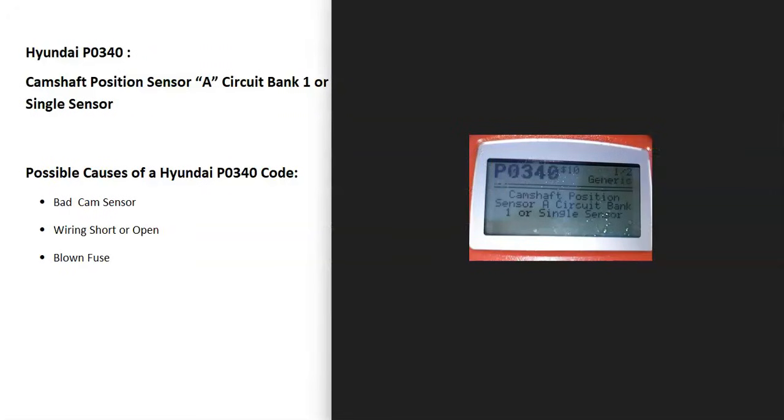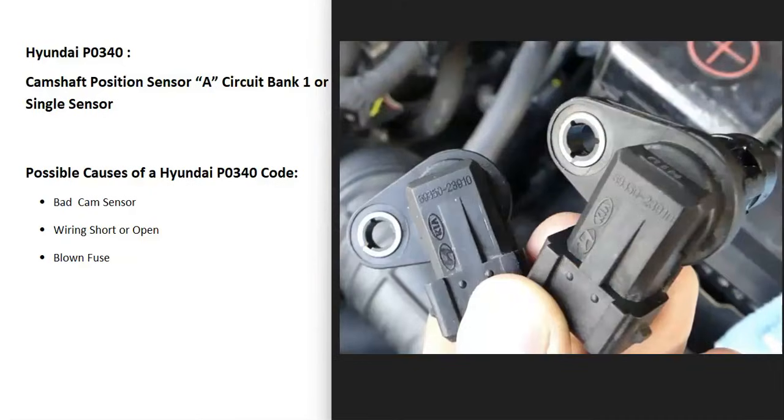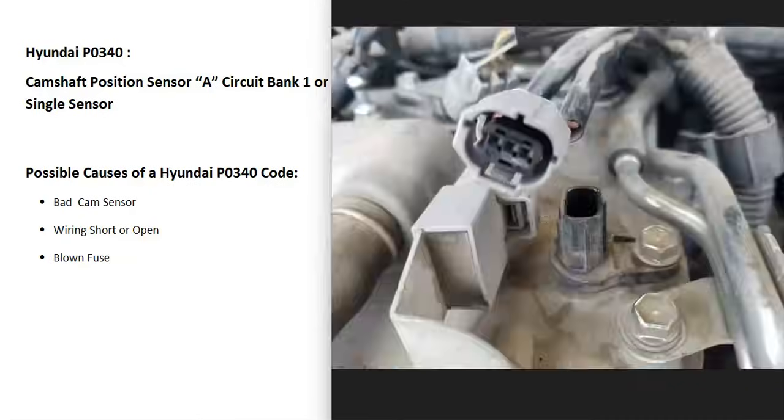And so what would be some possible causes? Well, the first thing that could cause this is that the camshaft position sensor A just failed and just needs to be replaced. You can test it if you want to. There are some good YouTube videos on how you go about testing those sensors. Many people will replace it, clear the code, and see if the code comes back.